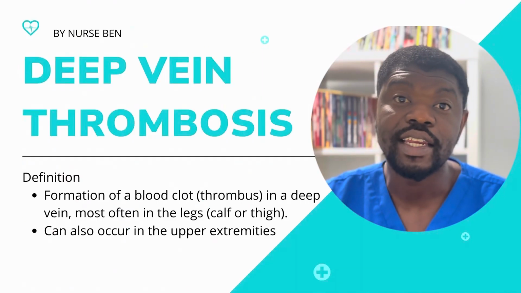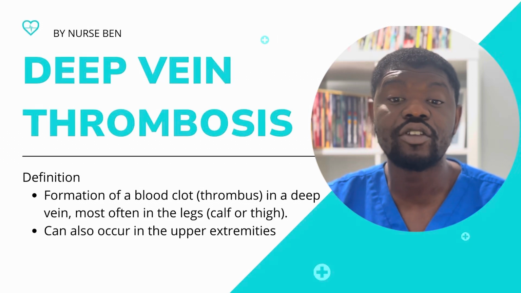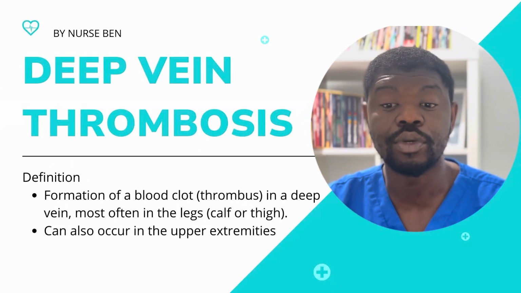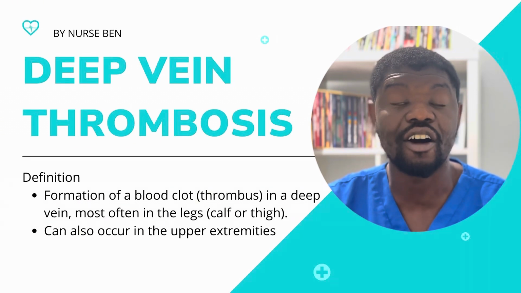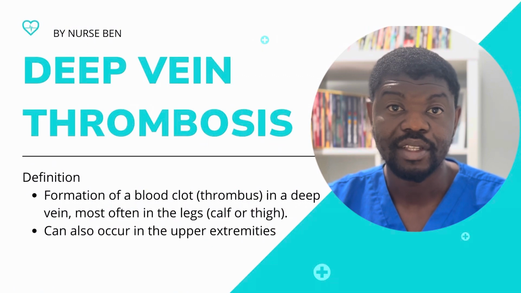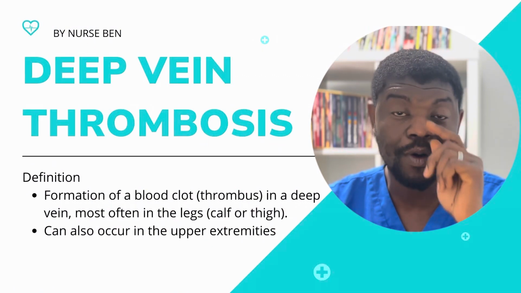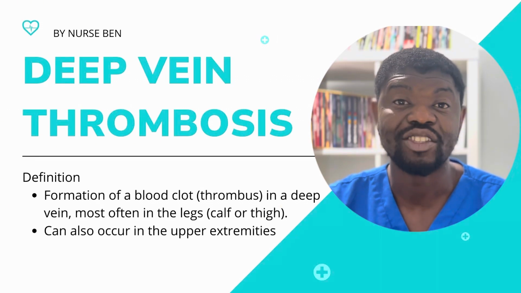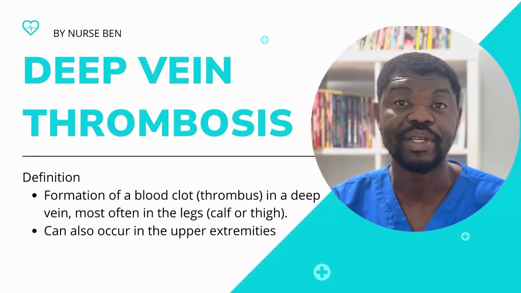In today's video, we will be looking at deep vein thrombosis, popularly referred to as DVT in the workplace. What is a deep vein thrombosis? Now, a deep vein thrombosis is the formation of a blood clot or a thrombus in the deep veins, often found in the lower extremities. DVTs can also happen in your upper extremities, but are more likely to be seen in the lower extremities.